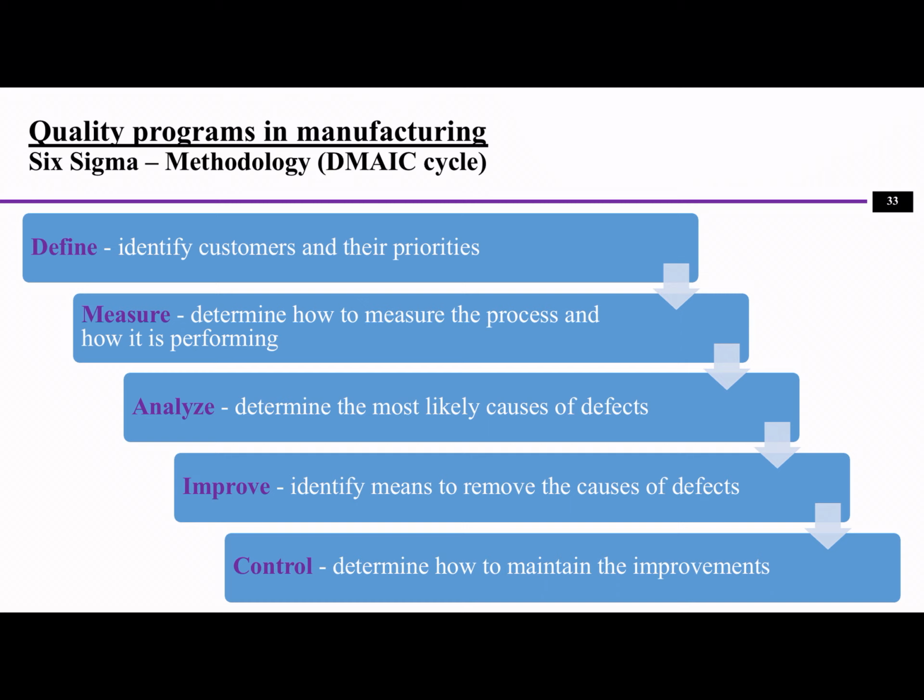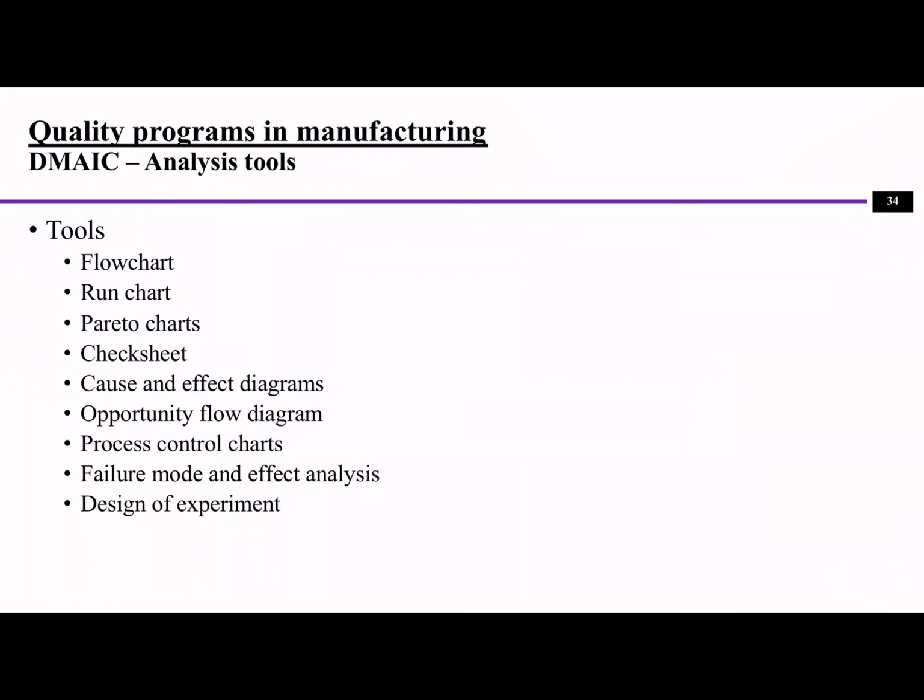And lastly, after we solve the problem, we want to sustain what has happened, right? So we want to control and also keep monitoring, to see whether this improvement will be sustained. So this is define, measure, analyze, improve, control, and it's a cycle, right? When the problem happens, go through it again. The problem happens, go through it again.